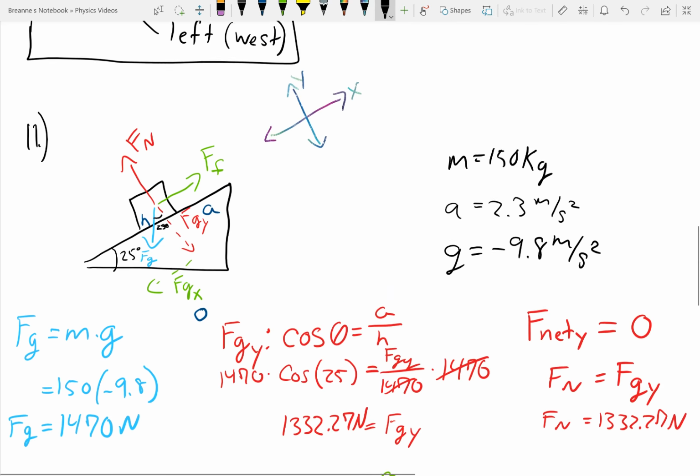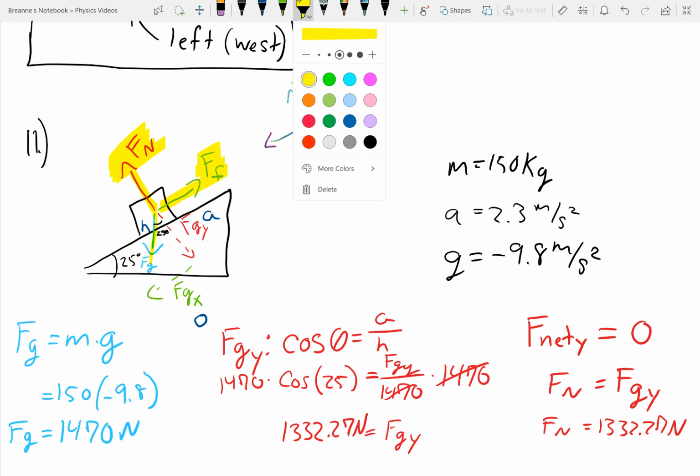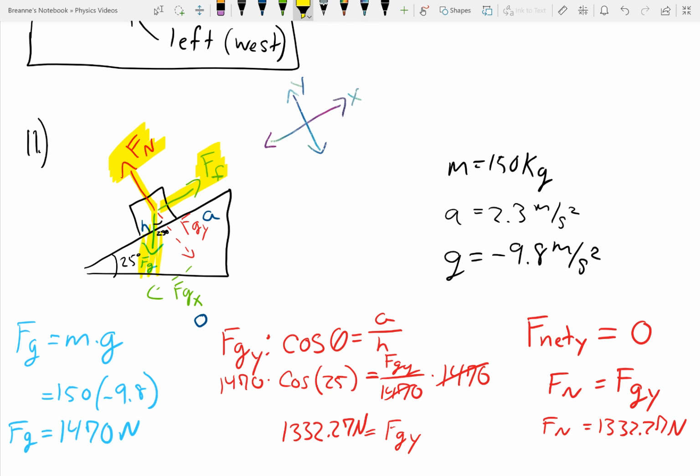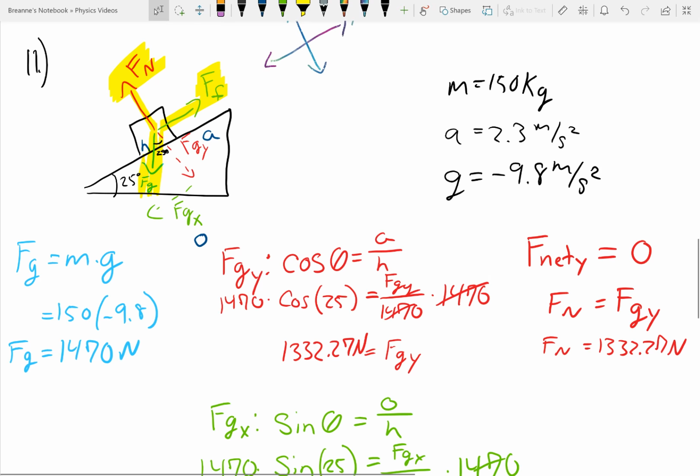Now, the key thing here is which ones are your main forces. Your force of friction is a main force, your force of normal is a main force, and your force of gravity is a main force. So those are your main forces. Your force of gravity in the y and force of gravity in the x are your broken up x and y components, so those aren't really main forces.